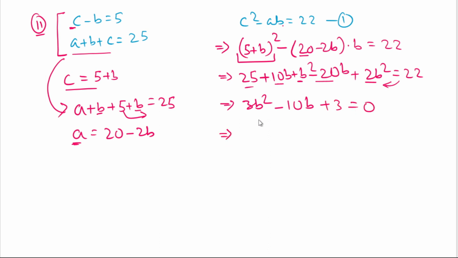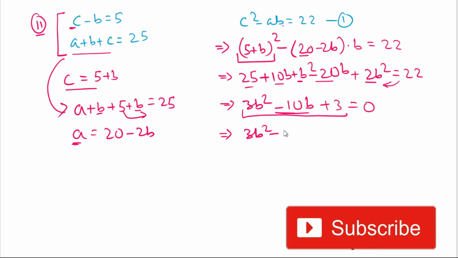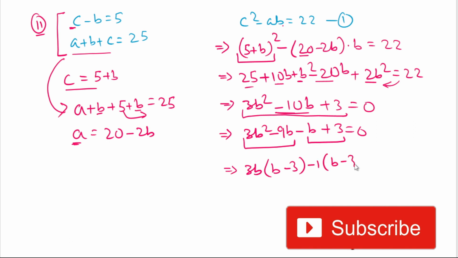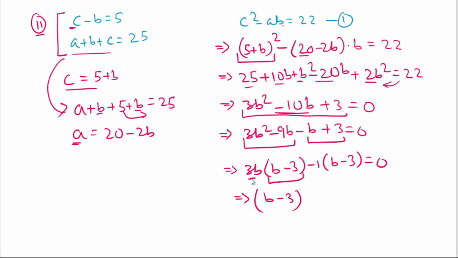Now here for calculating the value of b, we'll factorize it. Here we'll write 3b square and we'll write negative 10b as negative 9b, negative b plus 3, that is equal to 0. Now from these two terms we can take 3b common. We'll take 3b common and the remaining will be b, and here 3, and from these two terms we'll take minus 1 common and the remaining will be b minus 3, that is equal to 0. Now here again we can take b minus 3 common, and remaining is 3b minus 1, that is equal to 0.